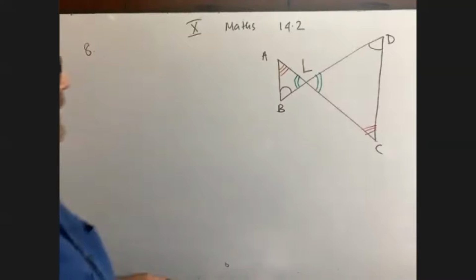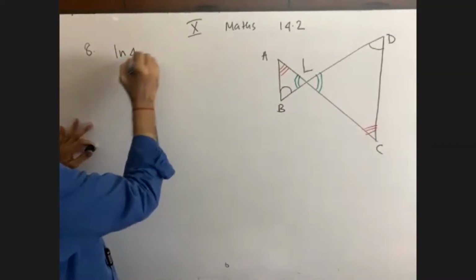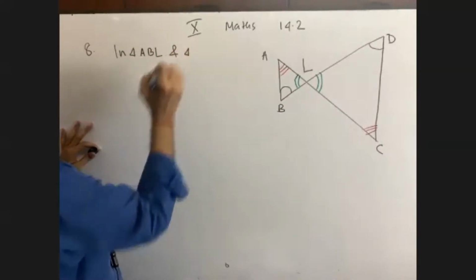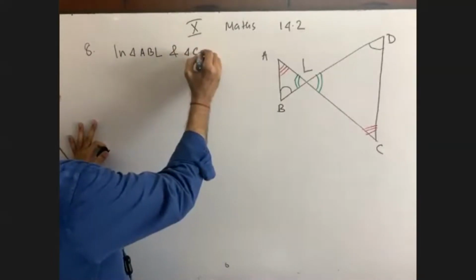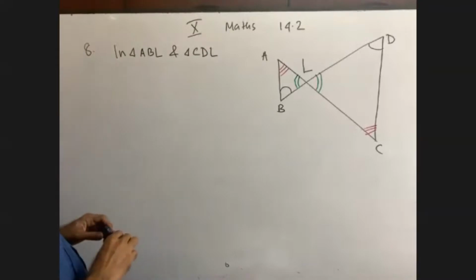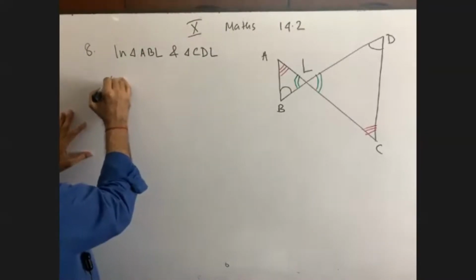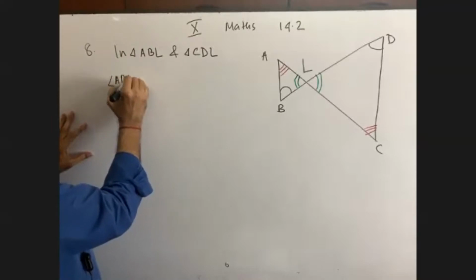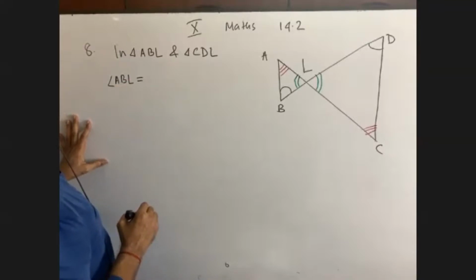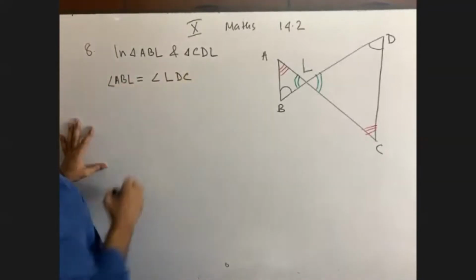Actually, you are getting two triangles. What are the triangles? Write down. In triangle ABL and triangle CDL, we have got two triangles. You see, given angle ABL is equal to angle LDC, given.